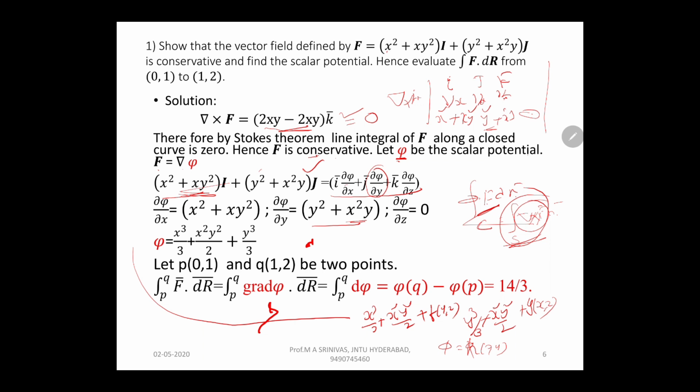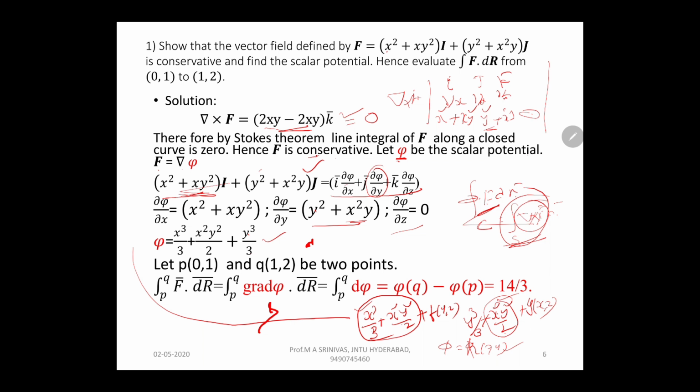So from this equation, this is phi. From this equation, this is phi. Combining these two, I can take phi as this. Simply remember how to write it: x cube by 3 plus y square by 2. This part you write here. And this y cube by 3 you have not written, write that y cube by 3. x square y square by 2 you have already written, therefore don't write again. Only write once.